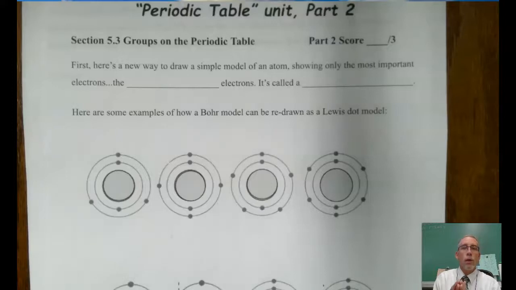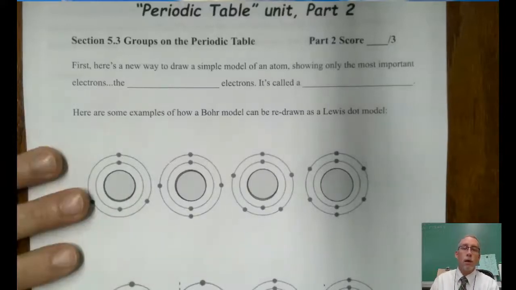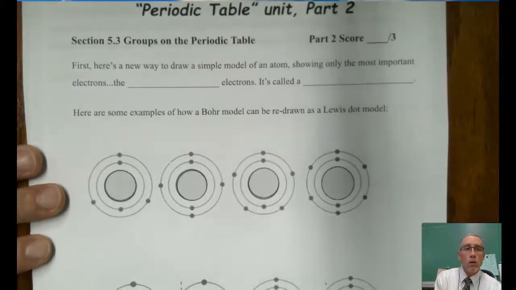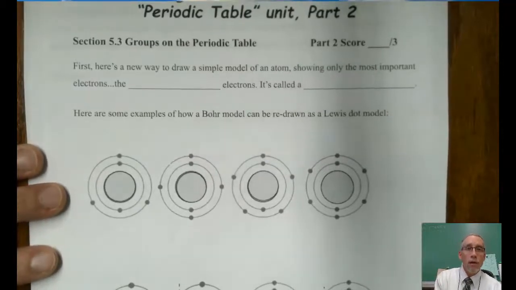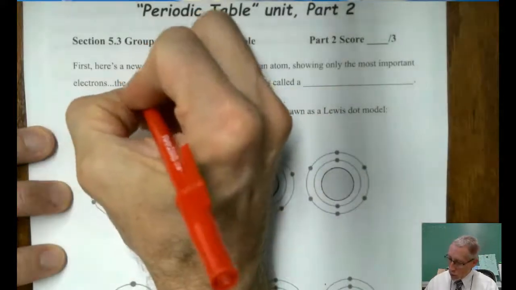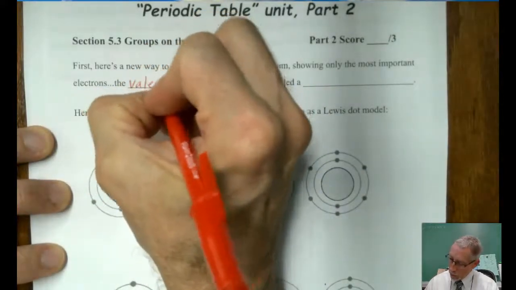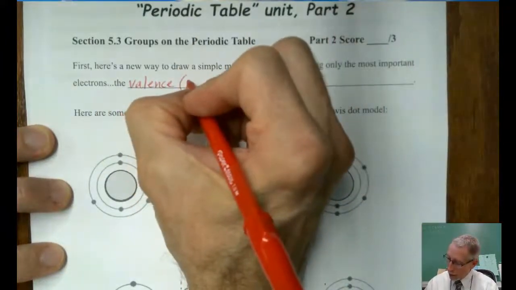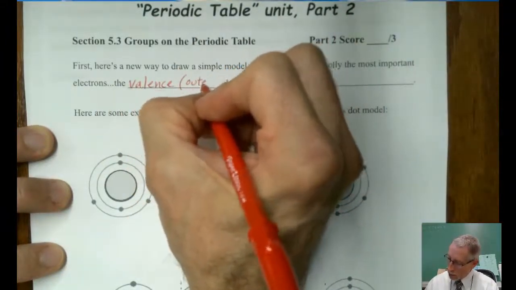And it shows the most important electrons in an atom. Because it turns out what atoms do really depends mostly on their valence electrons. Those are what I call the most important ones. And just to remind you, valence electrons is another way of saying the outer electrons.